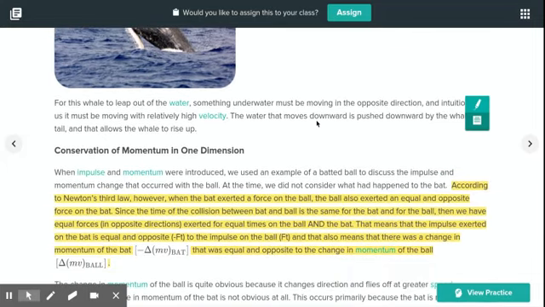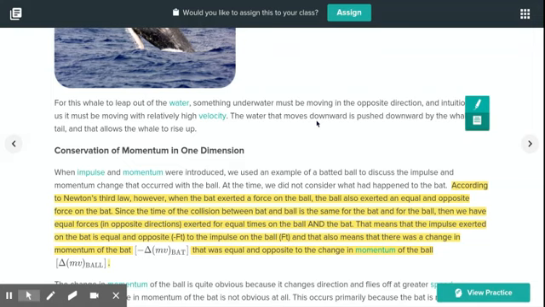Well, in last class, we used the example of a batted ball to discuss the impulse and momentum change that occurred with the ball. So, we have the ping pong ball and we have the bowling ball. If they have the same velocity, the bowling ball is harder to stop, right? So, at that time, we only compared one thing to another. We did not consider what happened when two things collide.